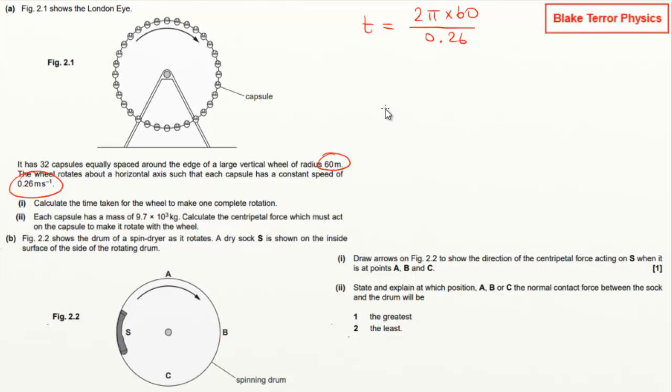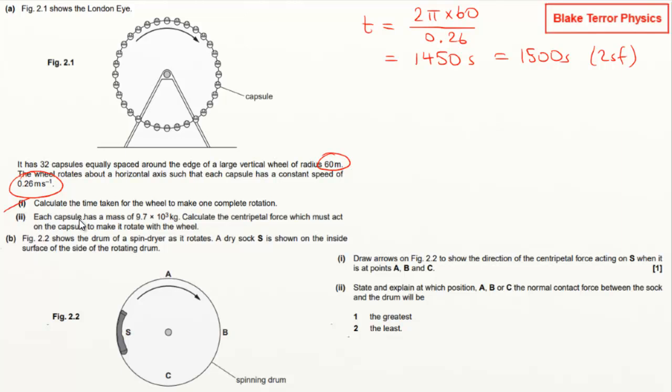Right, so type away. 120 times pi divided by 0.26 gives us 1,450 seconds. We've only got two significant figures again, so 1,500 seconds to two significant figures.